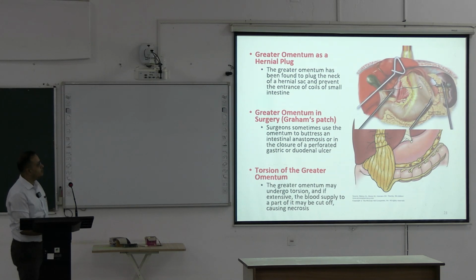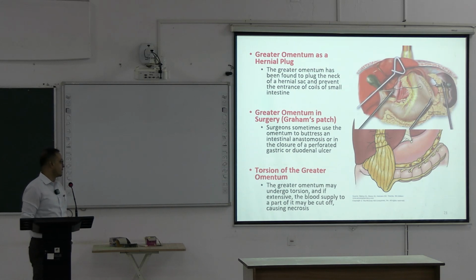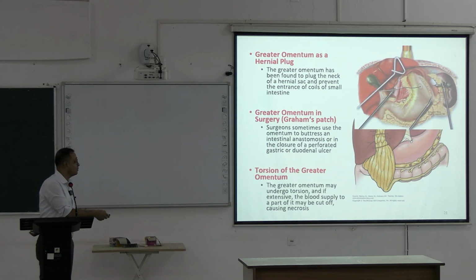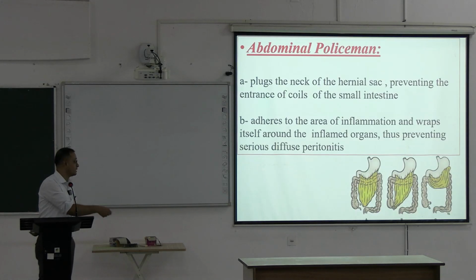If you have a perforation of the stomach, in that region also we take the omentum and stitch and suture it like this. So for closure of such wounds, we use that. Sometimes the omentum, if it goes too deep into some areas, may get twisted, and then we call it torsion of the greater omentum. These are clinical things that will be coming in future days as well.